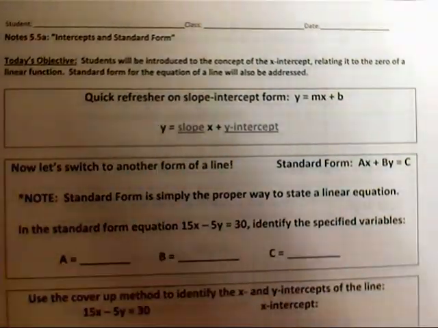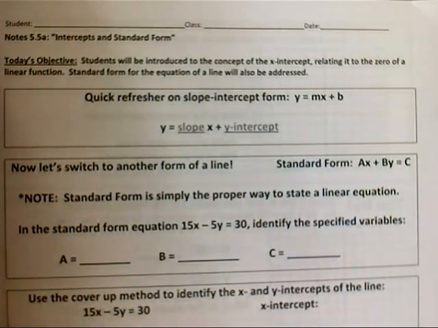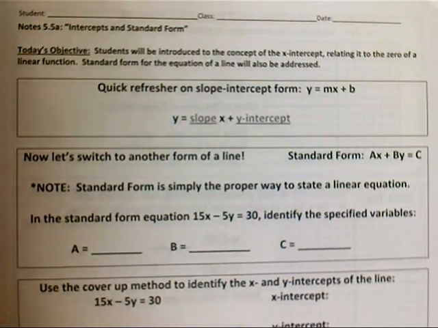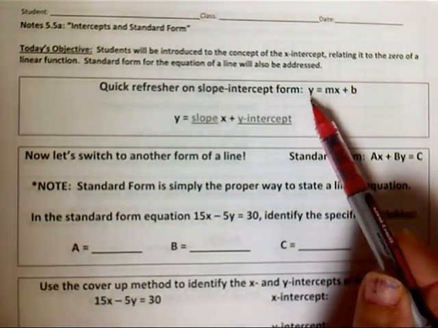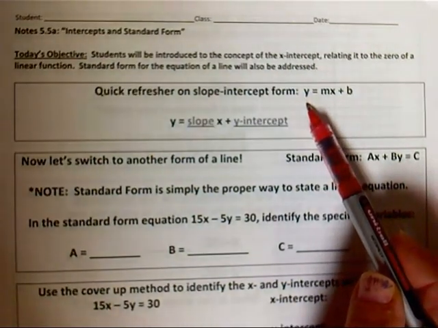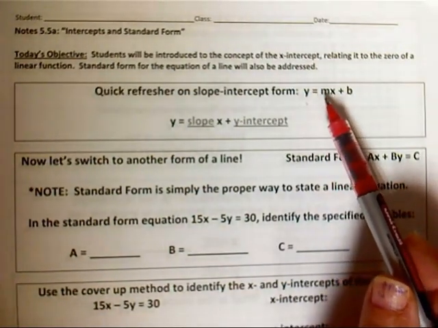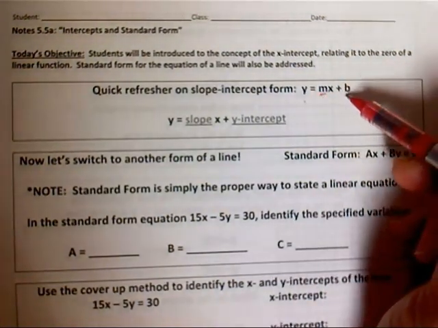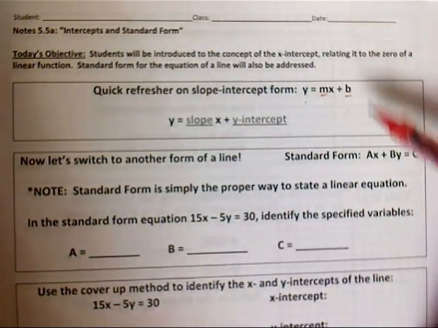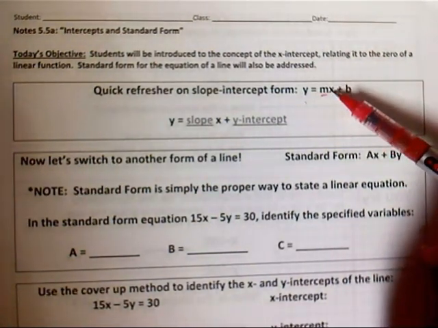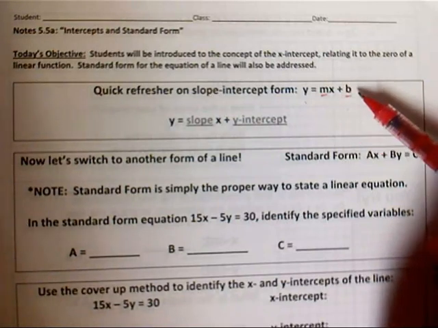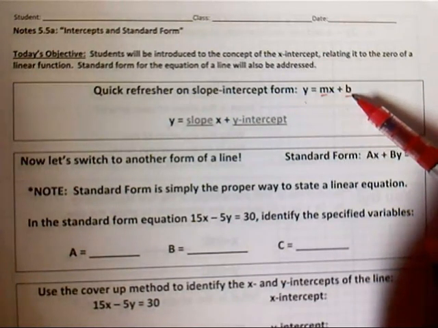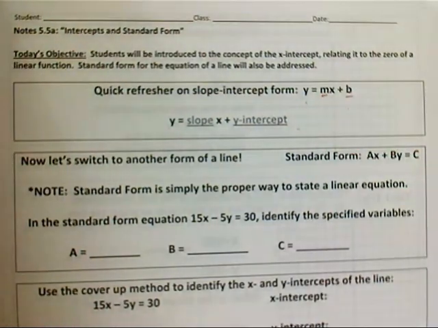Hello, let's go over our notes over 5.5a. It's about intercepts and standard forms of a line. So just a quick refresher on slope-intercept form. When an equation has the y on one side all by itself, this is called slope-intercept form because this m value right here is always the slope and the b value is the y-intercept. So again, the number that's attached to the x is your slope of your line, and the other number that doesn't have the variable is your y-intercept.